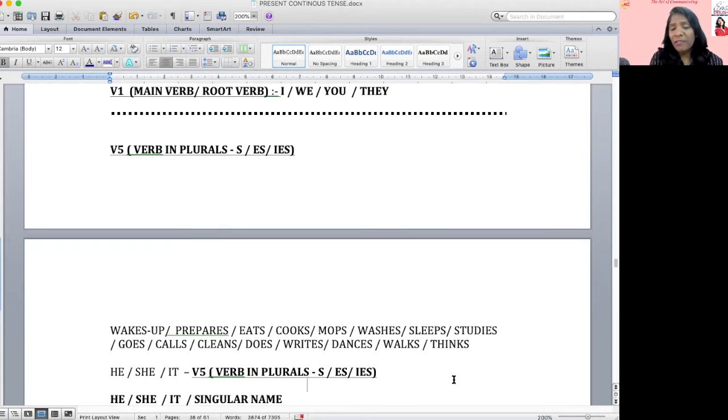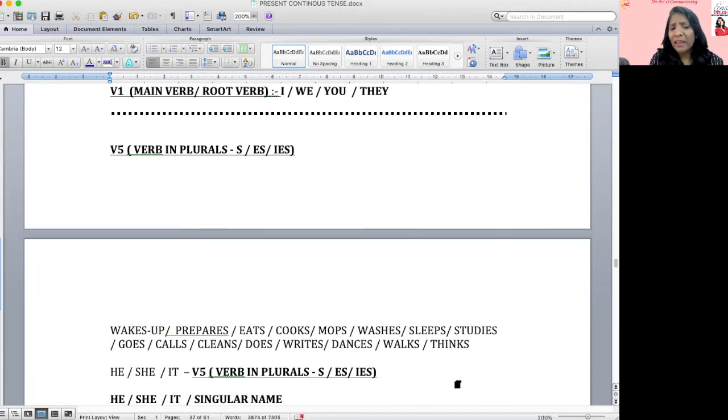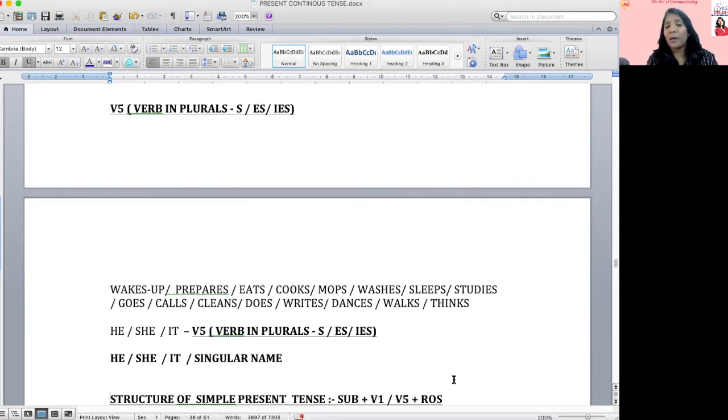Right? These are V5. The same words I used in V1, the same examples taken here for V5, adding s here. Now, to whom do we use V5? V5 is used when the subject is singular or third person, like he, she, it, or any singular name. I hope it's clear now.